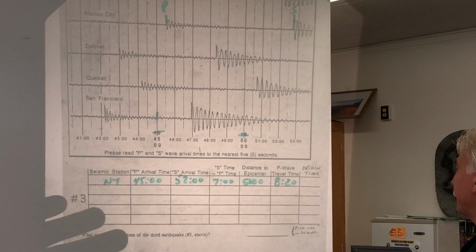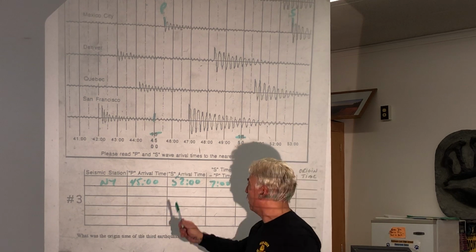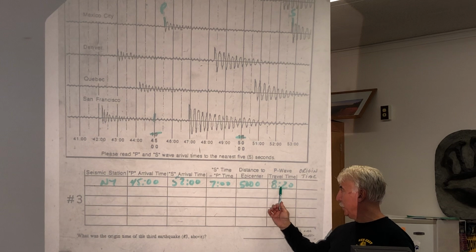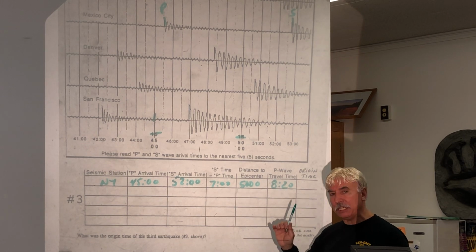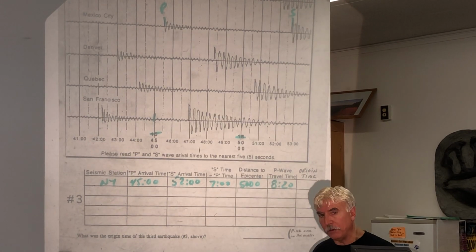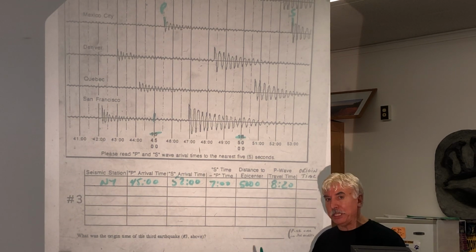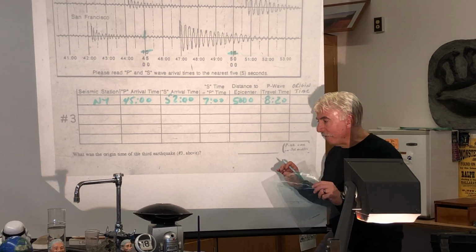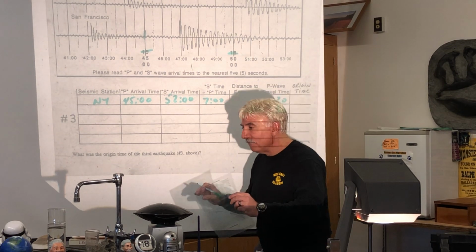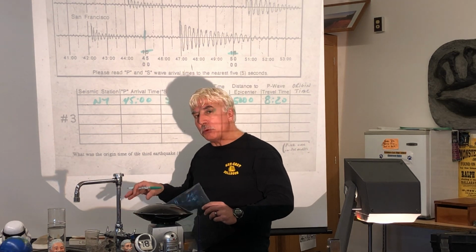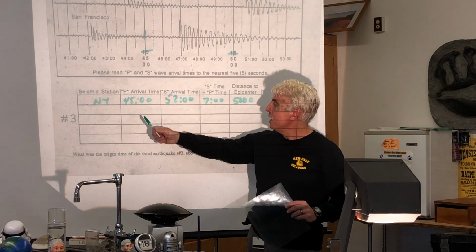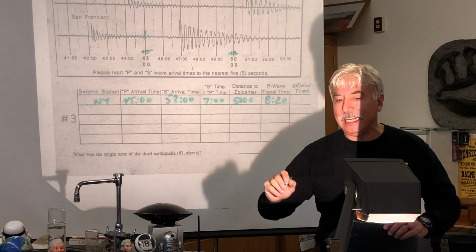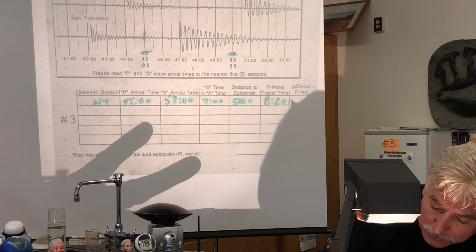Now here's the deal. The P wave arrived at time 45 minutes. Now watch me. It took 8 minutes and 20 seconds to get to New York. So the P wave went off with the earthquake right here. It took 8 minutes and 20 seconds to get to the seismograph. So if it took 8 minutes and 20 seconds to get to the seismograph, and it arrived at 45 minutes after 3 o'clock, because 15 hours means 3 o'clock, so we'll put down the 15 hour.